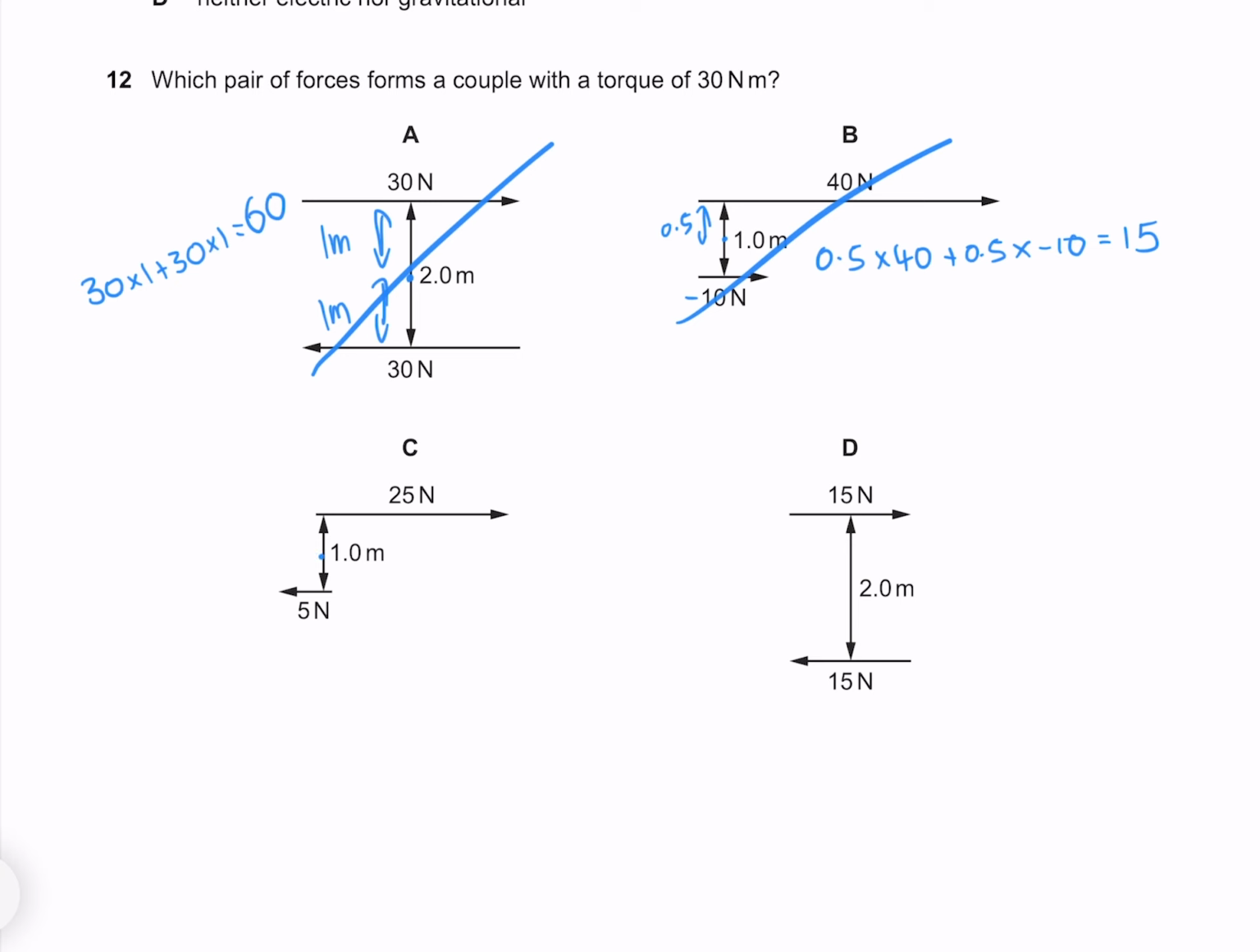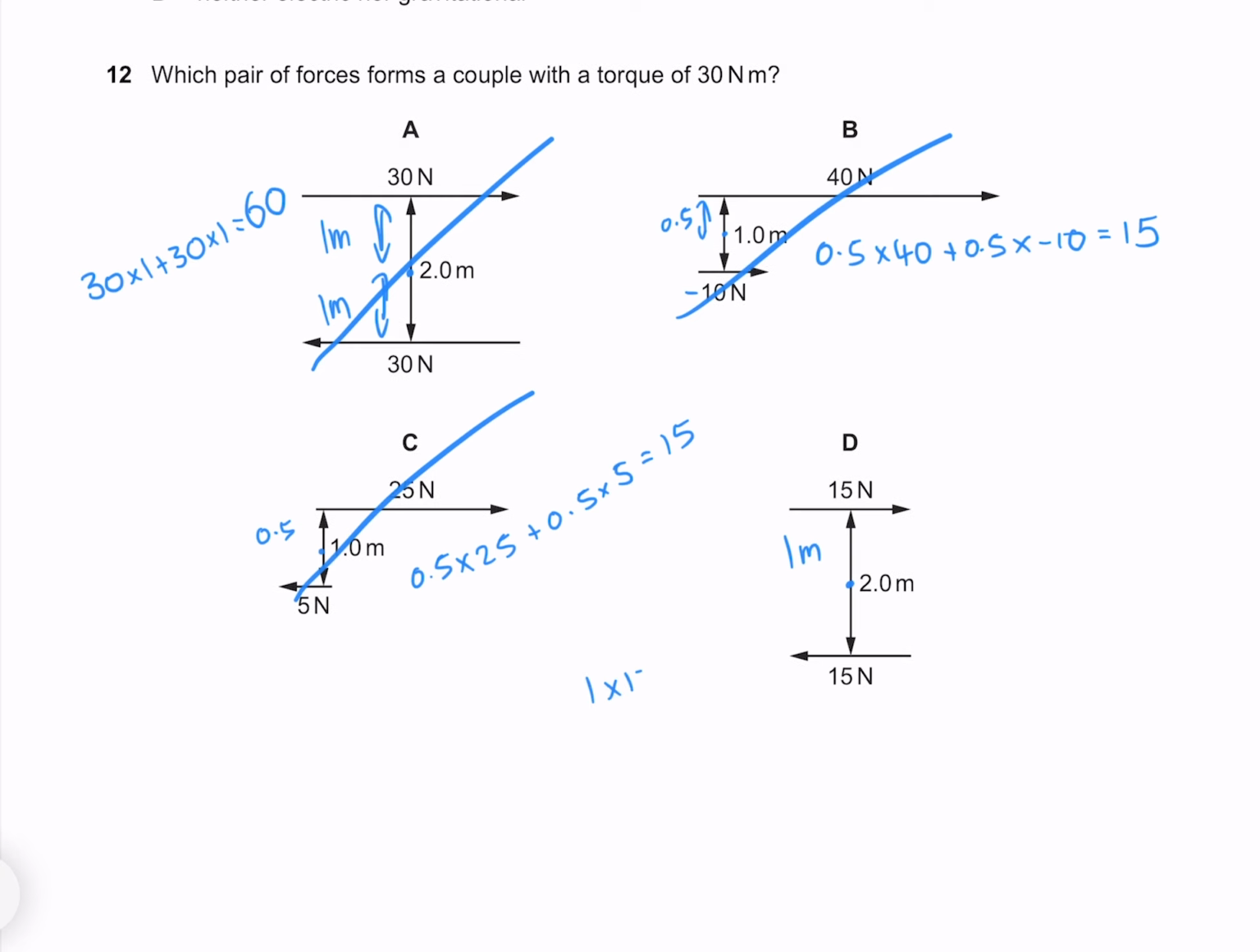Taking our pivot here, our distance is once again 0.5. Our torques are in the same direction, so we can add our force times distances, which gives me 15, so it's not this one either. Taking our pivot here, our distance is 1 meter. Our torques are in the same direction, so we can add our force times distances, which finally gives us 30. So our answer is D.